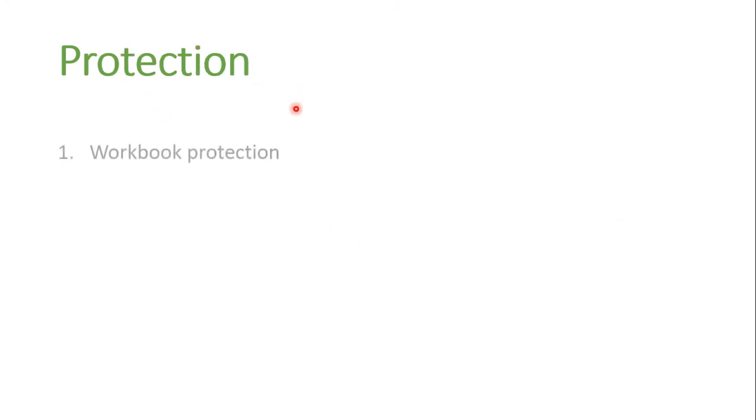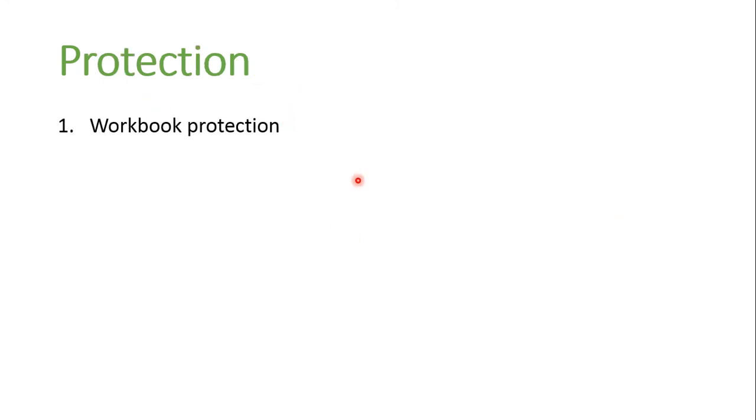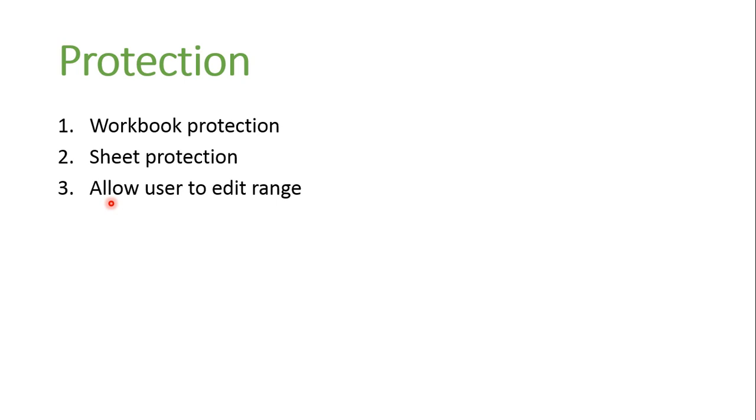Protection. When it comes to protection, here we can consider workbook protection, worksheet protection, and allow users to edit range. These things can be done by applying a password for your workbook, worksheet, or a range. These things were clearly explained in the Excel sheet. Please go through the content to get more information about this.